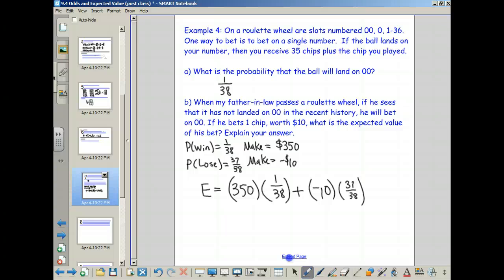All right, so you're going to grab your calculators for me, and we're going to find some values. In fact, we're going to find the whole thing all at once. So grab your calculator, tell it to do 350 times 1 out of 38, or divide by 38. And then either add or subtract the next value, the 10 times 37 out of 38. It's not looking like a very good deal. And this is money, so I want my answer reported to 2 decimal places.